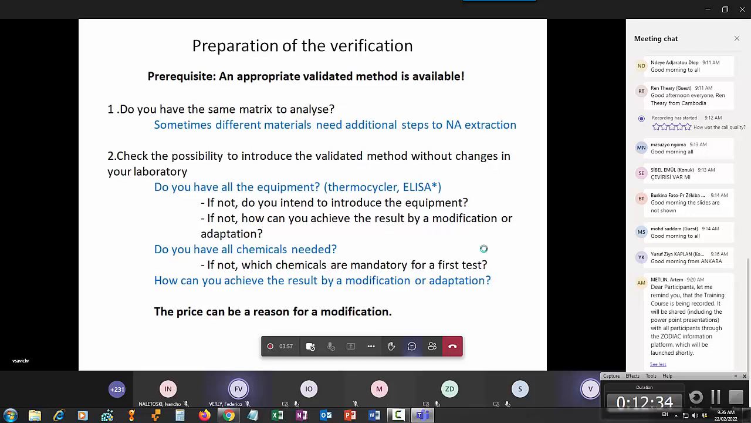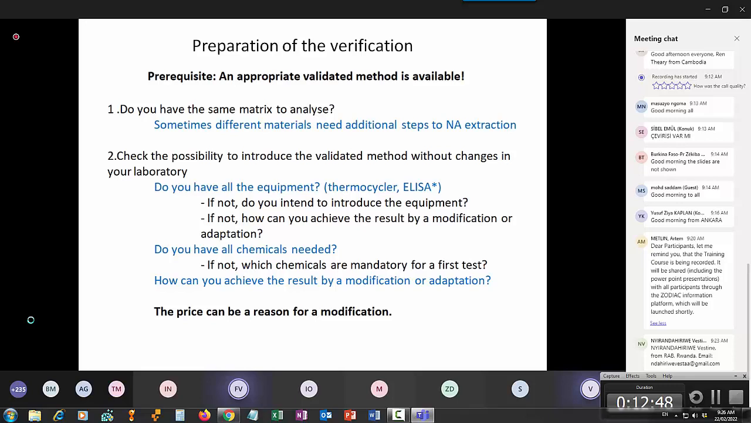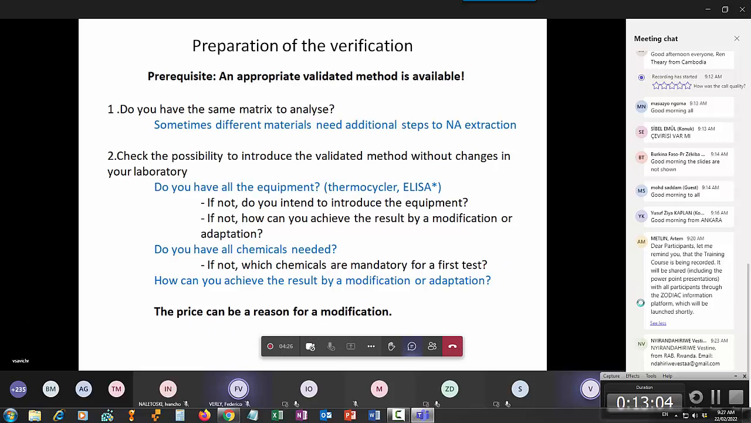Sometimes some matrices need an additional step for nucleic acid extraction. So you have to consider that depending on what material you are using. For example, skin is sometimes very difficult to isolate nucleic acids from. The second thing is to check your possibility to introduce the validated method without changes in your laboratory, so to do it exactly as it has been done in the laboratory where the test was designed.